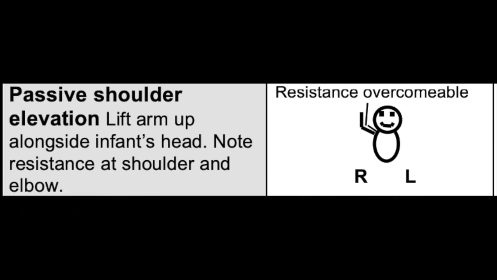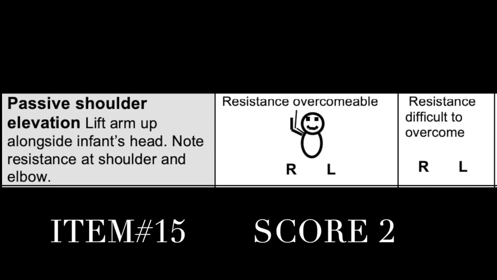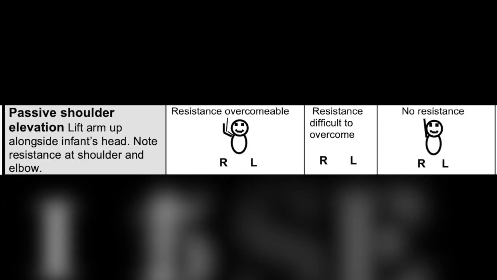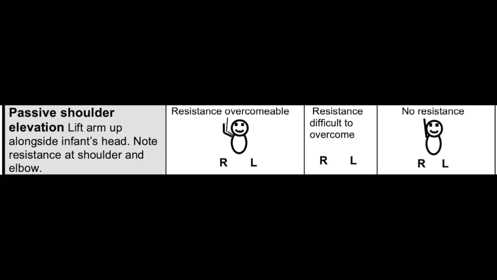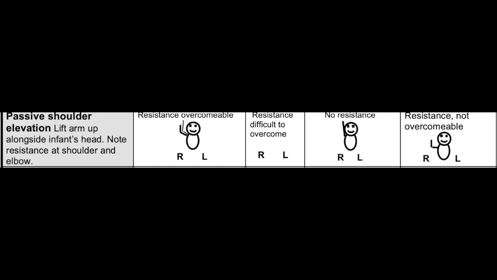Item 15. Passive shoulder elevation. Lift the arm alongside the infant's head. Note resistance at the shoulder and elbow. A score of 3 is if the resistance is overcomable. A score of 2 is resistance is difficult to overcome. A score of 1 is there is no resistance. And a score of 0, the resistance is not overcomable.